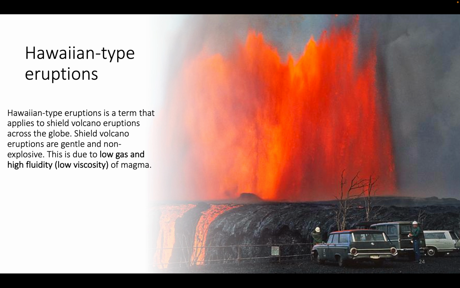Hawaiian type eruptions is a term that is used to explain the eruptions and the building of shield volcanoes across the globe. Shield volcano eruptions, again, are gentle and non-explosive. This is due to low gas and high fluidity, or low viscosity, of the magma.